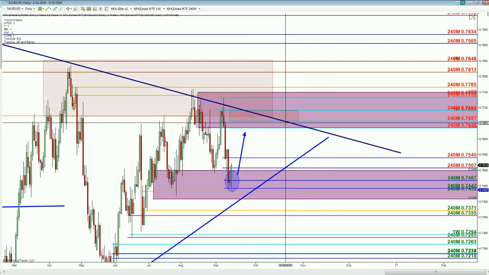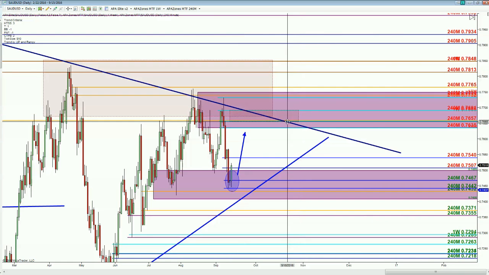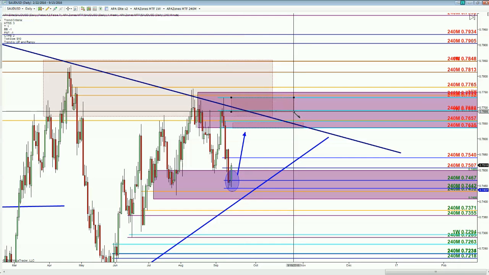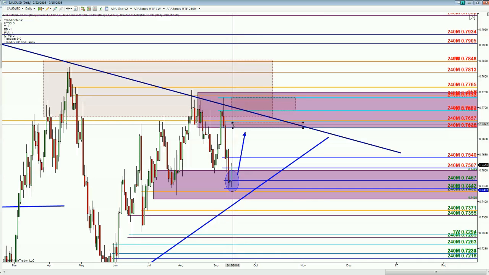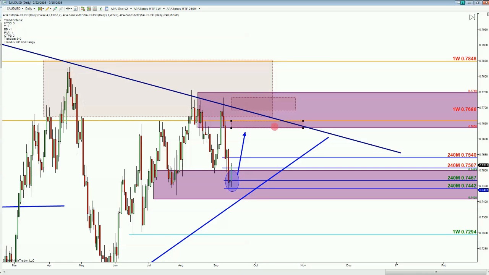I want to pay attention to those levels inside of that daily supply zone. So we have one right here. I know it may be a little bit hard to see, and we have one right there. Those are the two levels that we have inside of that big daily zone here. So those are the two extremes of that zone that I'm going to be looking for price to react to.